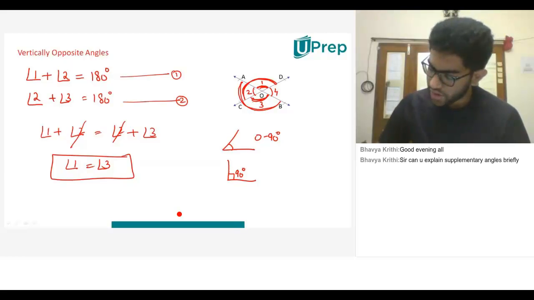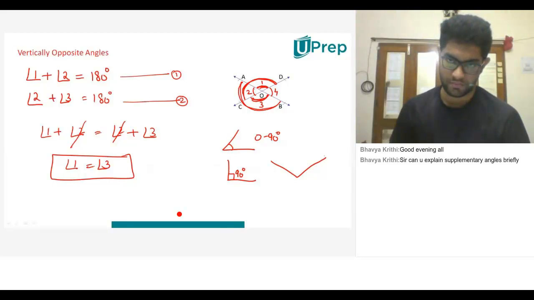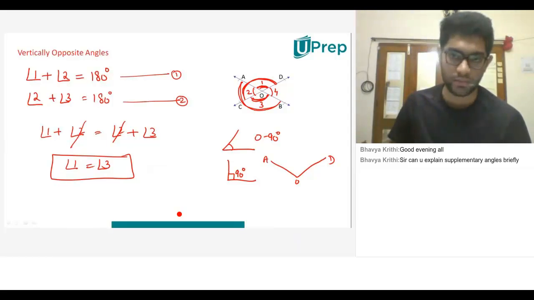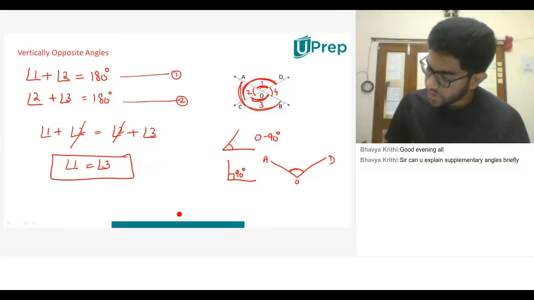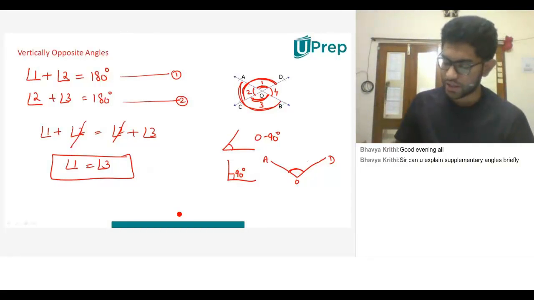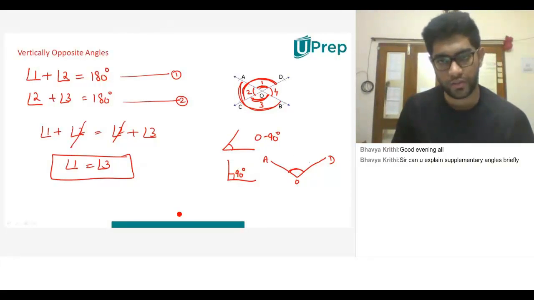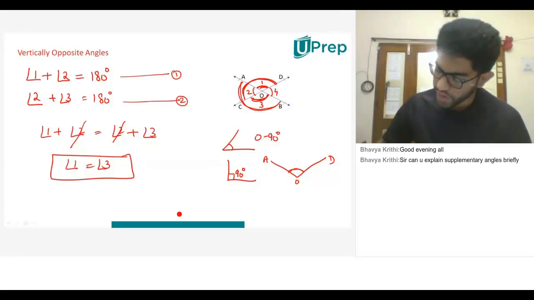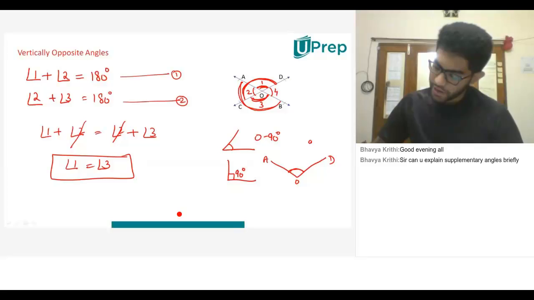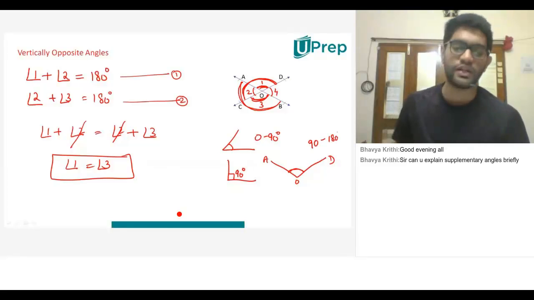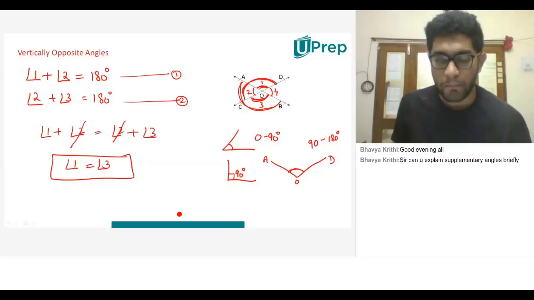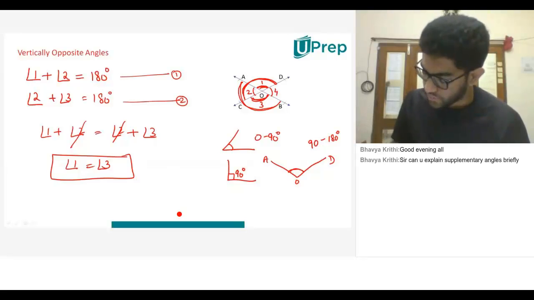Now, if you look at angle 1, it is in this shape, right? So I just broke it down, AOD. Just by looking at it, can you identify what kind of an angle it can be? An obtuse angle. Perfect. Why? Because by looking at it, you know that it looks like something that lies between 90 and 180 degrees. Therefore, it is obtuse.